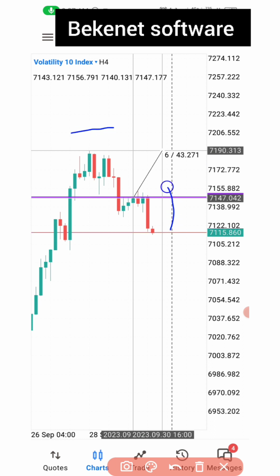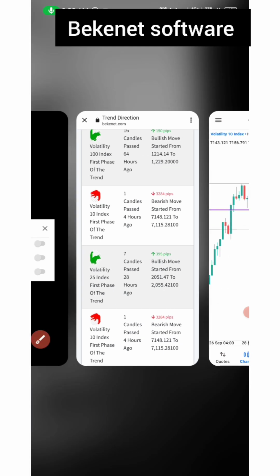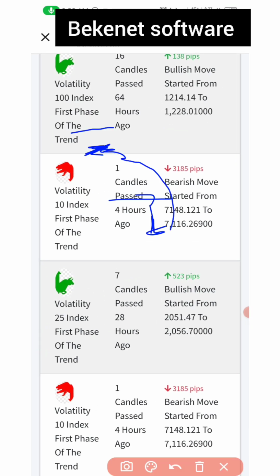There's no way price can get back to this place again, because it's currently in a bearish move. You understand? This is the current high and it could not break it. That is why it came down to this place, a bearish move. Look at the app, what the app is saying. Volatility 10. Look at it. Bearish move. First candle. Do you see it?